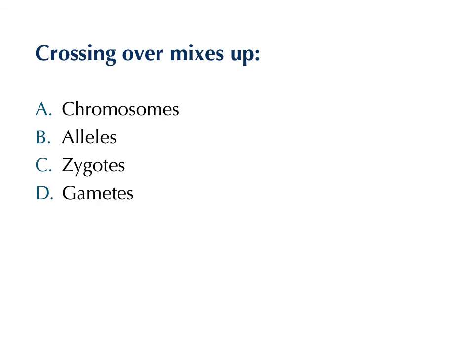Crossing over mixes up chromosomes, alleles, zygotes, or gametes. And crossing over will reshuffle all the alleles. It's going to mix up the genes, the alleles of the different genes. It doesn't actually mix up or change over chromosomes. You still have 23 chromosome pairs, right? Or 23 haploid chromosomes in a gamete. Okay?